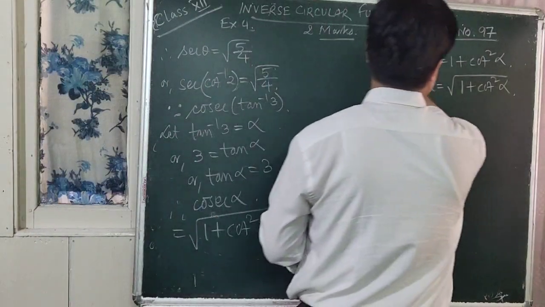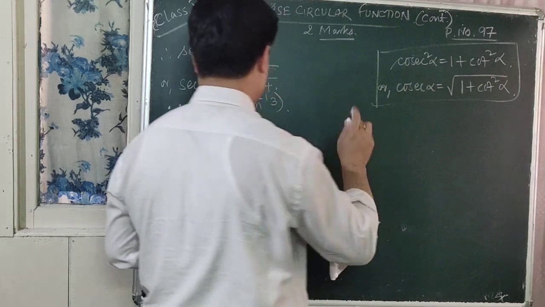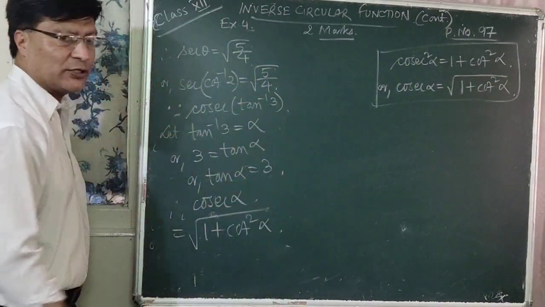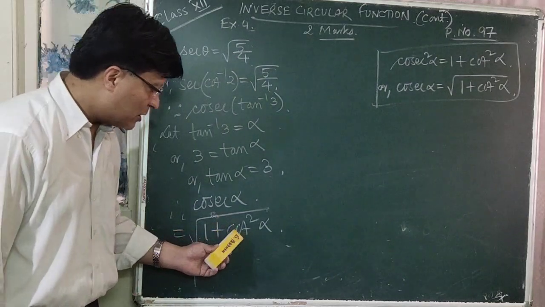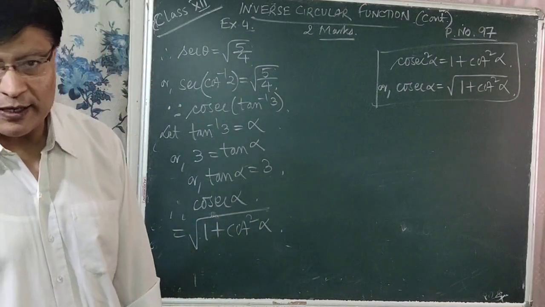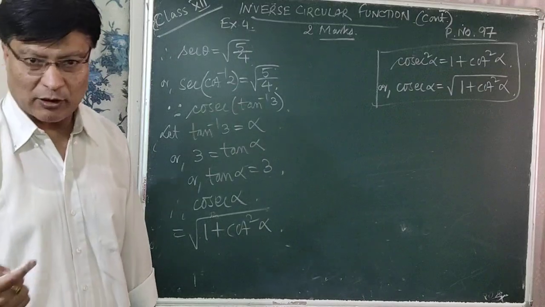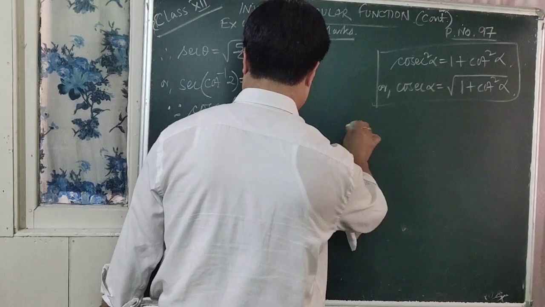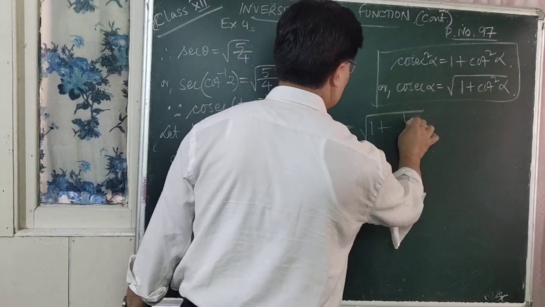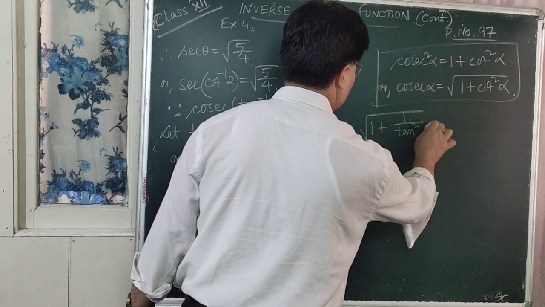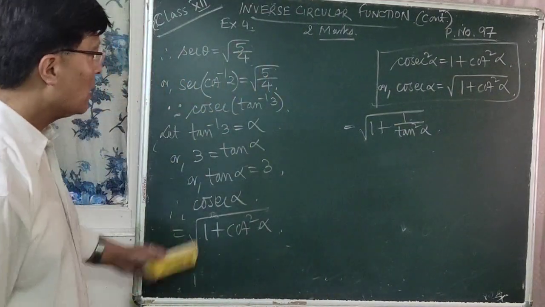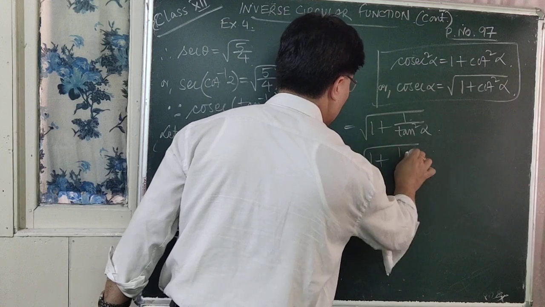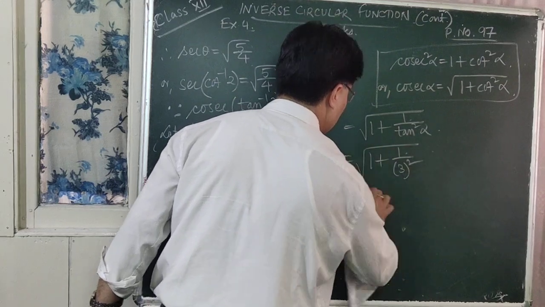So this is the formula. But in this case, the value for tan alpha is known, that is 3. So you can convert this cot square alpha into tan square alpha, isn't it? That is, cot alpha is 1 by tan alpha. So cot square alpha is 1 by tan square alpha. So let us write down. Is equal to root over 1 plus 1 upon, this is your tan square alpha. What is tan alpha? It is 3. Root over 1 plus 1 upon 3 whole square.